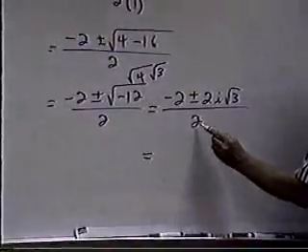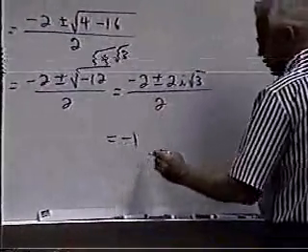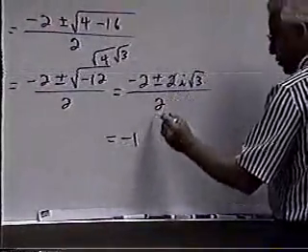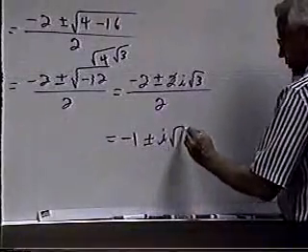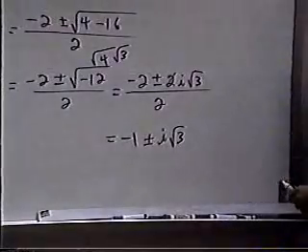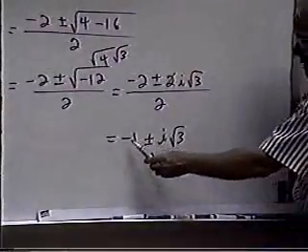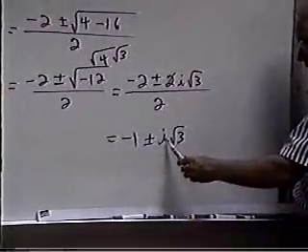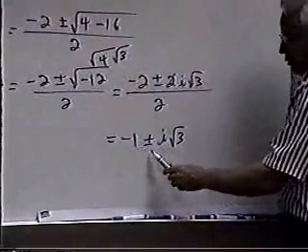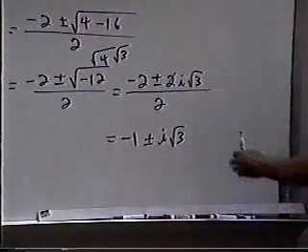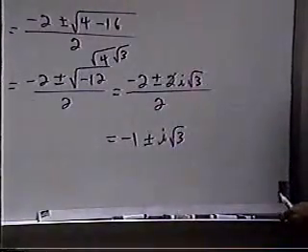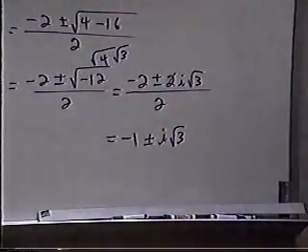So, final answer, I divide the 2 and the minus 2, get a minus 1. Divide the 2 in here, it drops out, so I get plus and minus i times the square root of 3. And notice again, I have conjugates. I have minus 1 plus i times the square root of 3, and I have minus 1 minus i times the square root of 3. So here's where imaginary numbers come in and how you deal with them when you're solving quadratic equations.